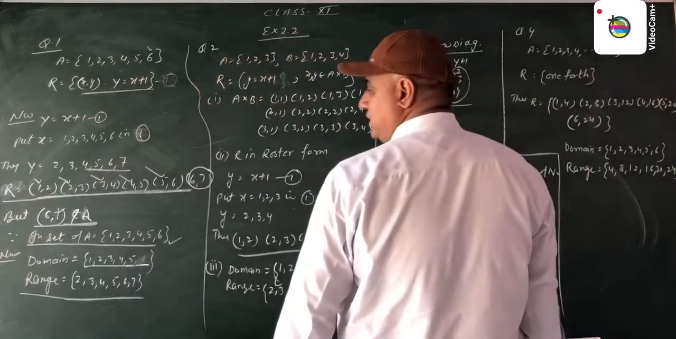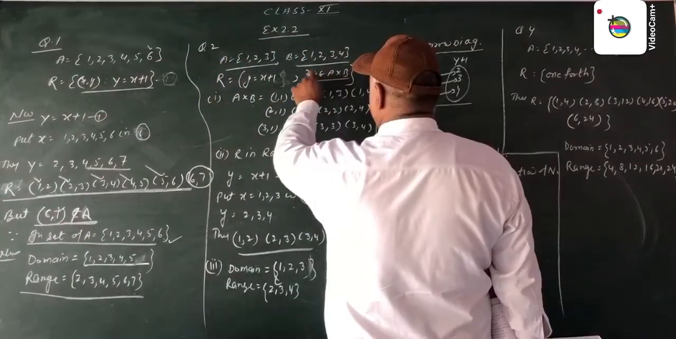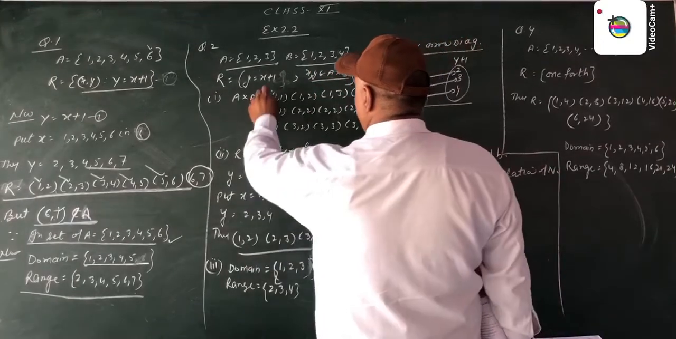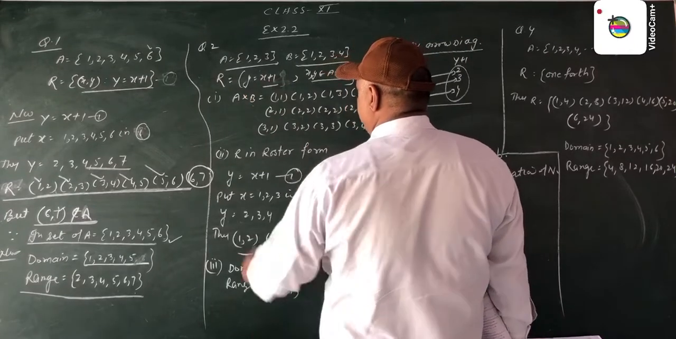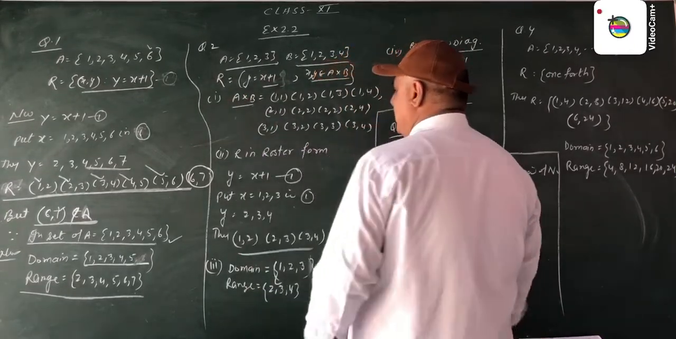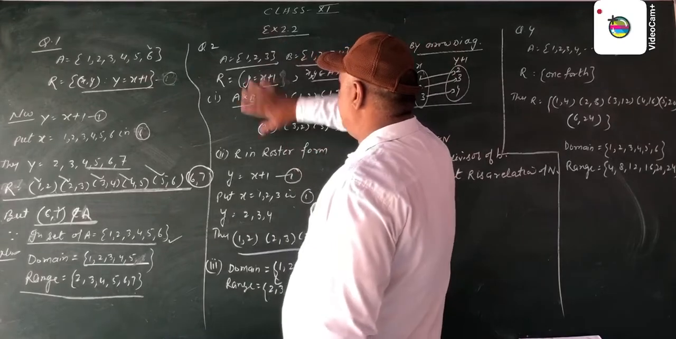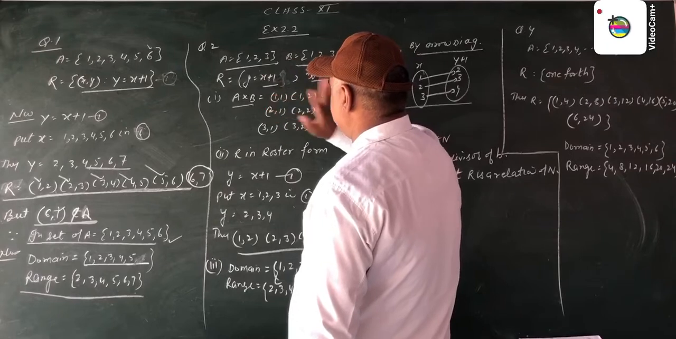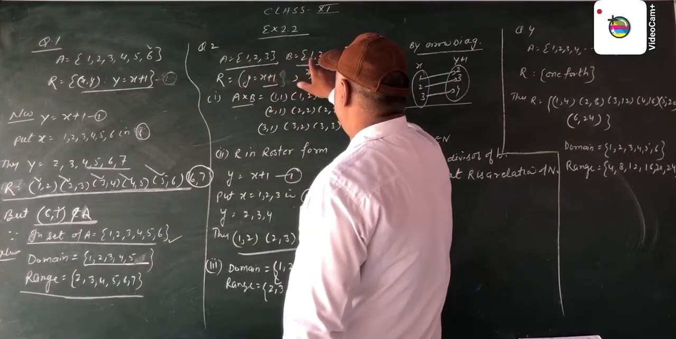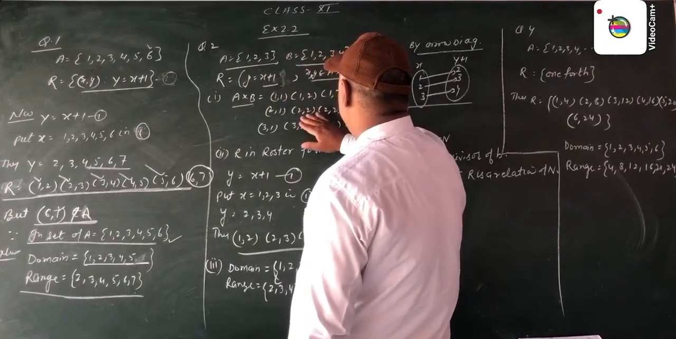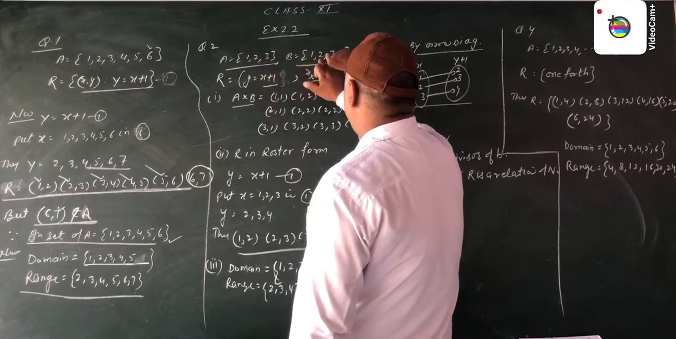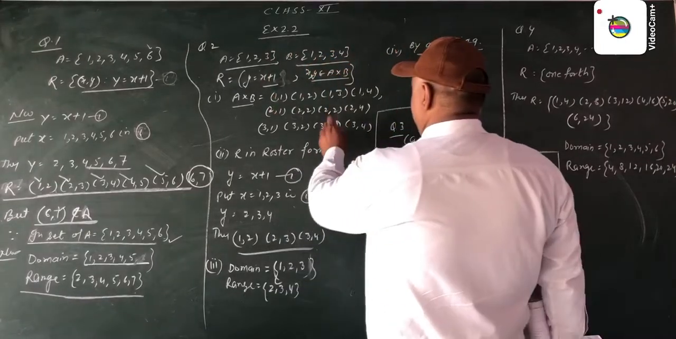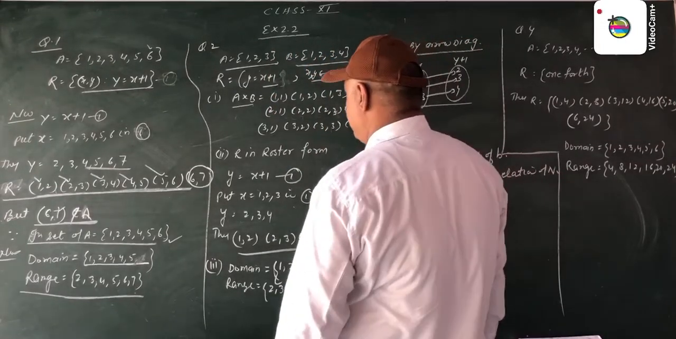And question second: R belongs to A cross B and the relation is y equals x plus 1. First we find A cross B. It is the Cartesian product of sets A and B. We have already discussed A cross B. We find: 1,1; 1,2; 1,3; 1,4. Then 2,1; 2,2; 2,3; 2,4. After this 3,1; 3,2; 3,3; 3,4. This is A cross B.